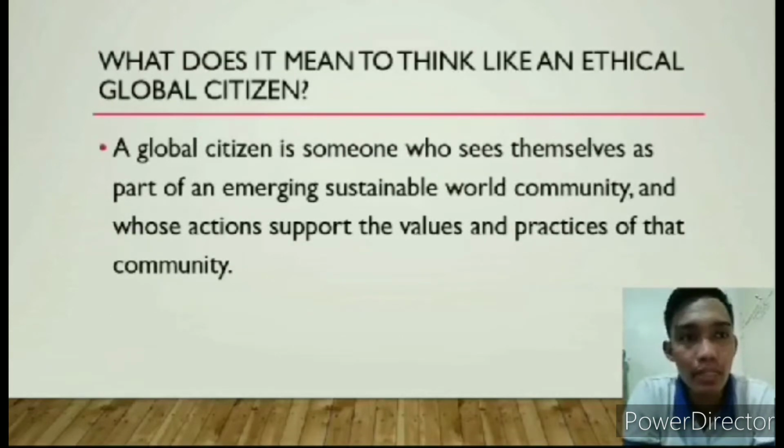So what does it mean to think like an ethical global citizen? A global citizen is someone who sees themselves as part of an emerging sustainable world community and whose actions support the values and practices of that community.